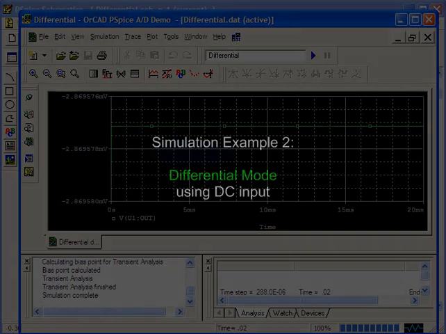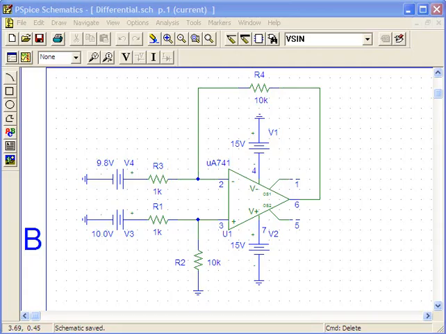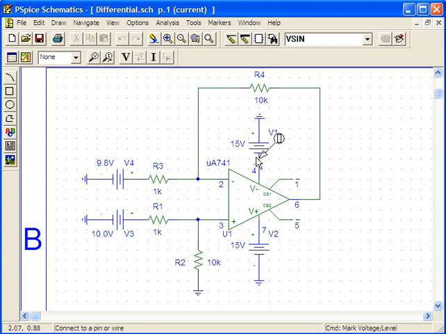The second example is an example of a differential mode. We're still going to use DC signals for both of the inputs. The input from the positive input terminal is 10 volts, while the one from the negative input pin is 9.8. The rest of the circuit stays the same as the previous example. That is, the input resistance is 1 kilo and the feedback resistance is 10 kilo.